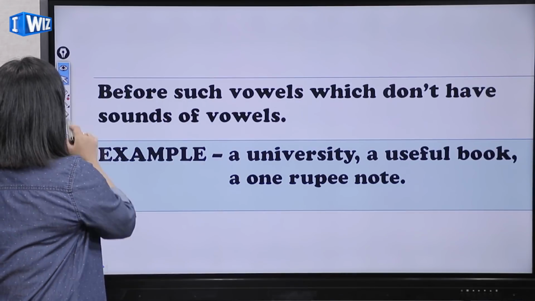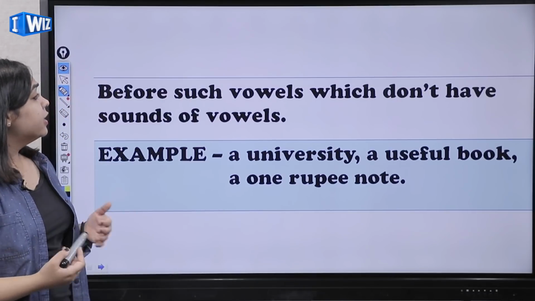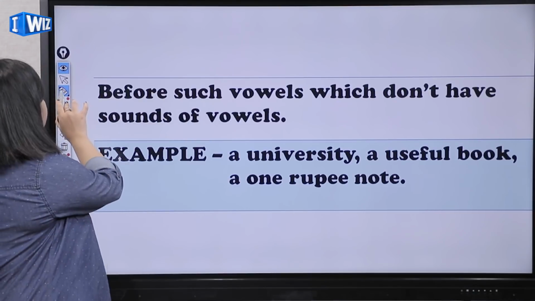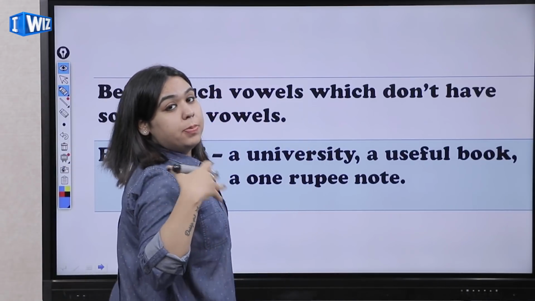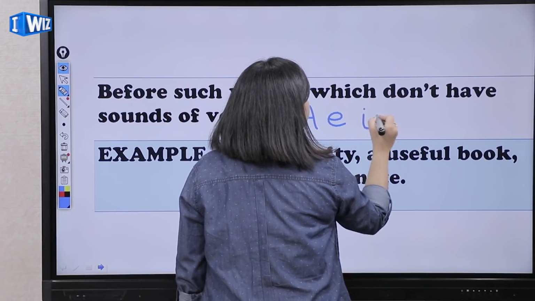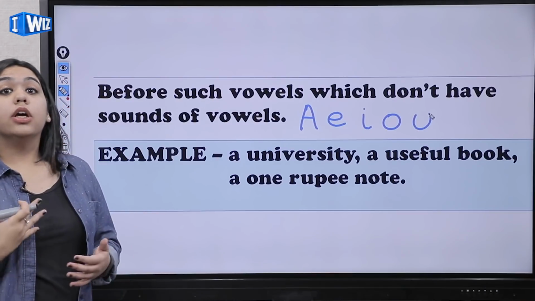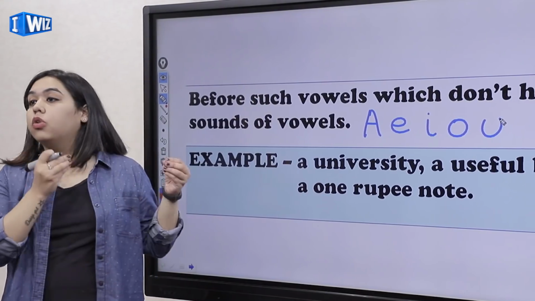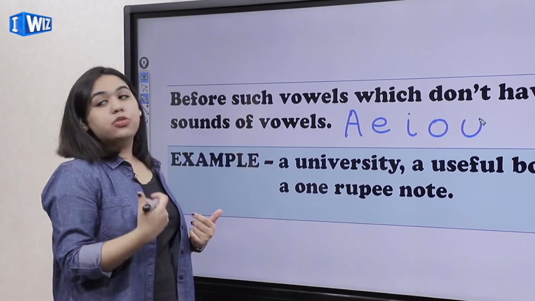We'll read about more uses of the article a. Now, article a is used before such vowels which do not have the sound of vowels. You will see that there are some words which begin with vowels. Repeat after me. What are the vowels? They are a, e, i, o, u. These are the five vowels. Now you will come across words which start with these vowels, but they do not take an with them. Okay, let's read one by one.